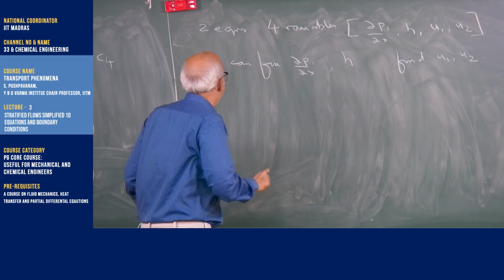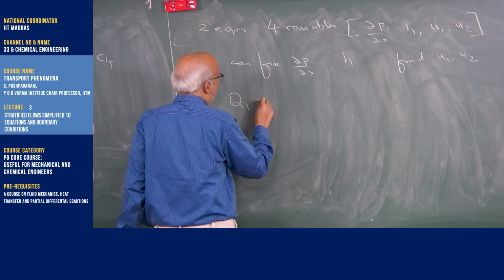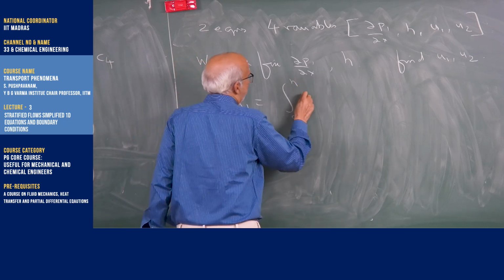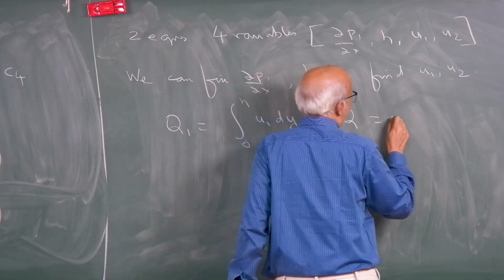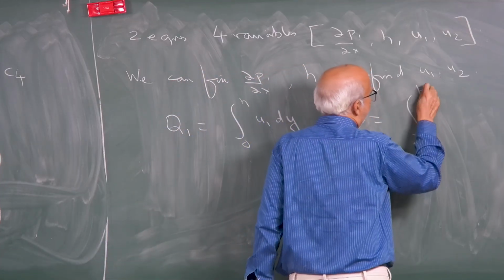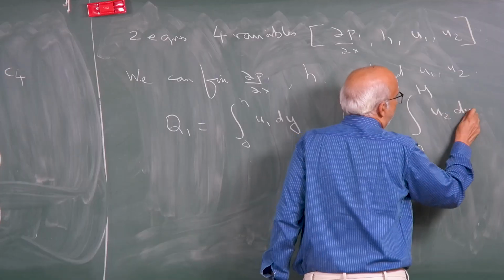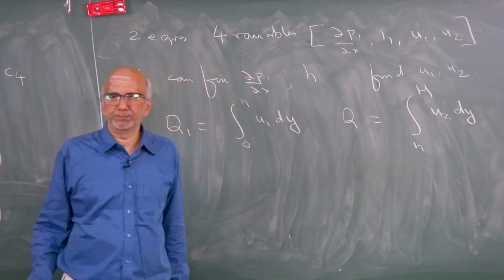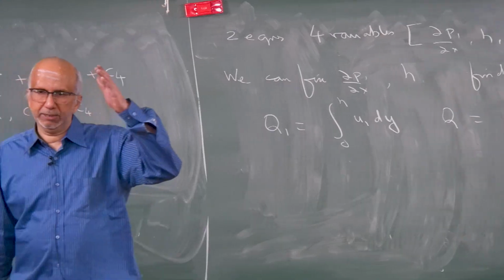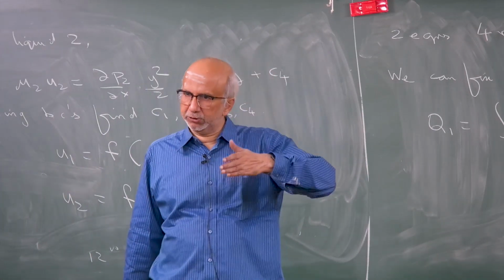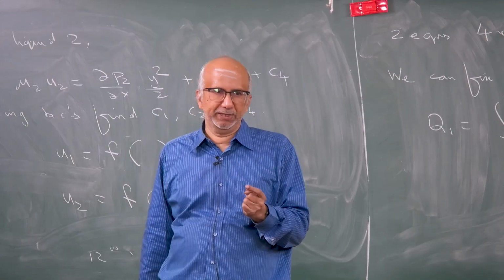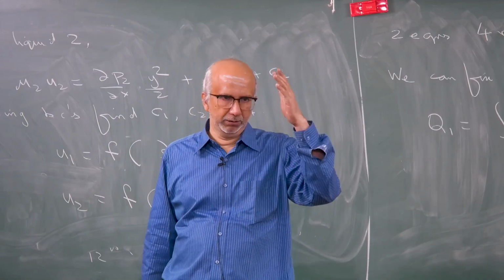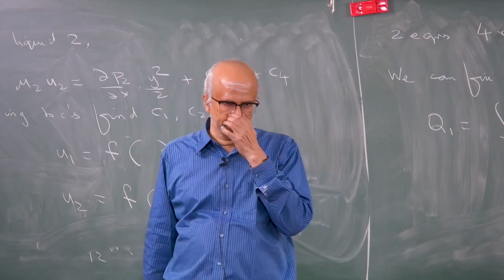Then how do I find q1, the flow rate? It is integral 0 to h of u1 dy, and q2 is integral small h to capital H of u2 dy, right. That is how you define the flow rate, because the velocity is not constant. If velocity is constant, it is u1 into small h, u2 into capital H minus small h, because velocity is varying as a function of y, you have to integrate it.